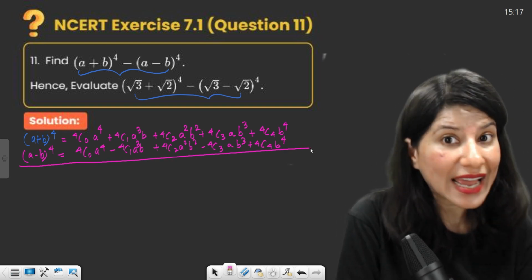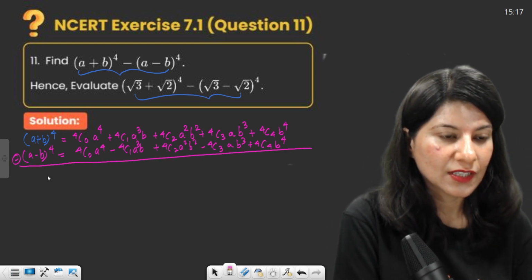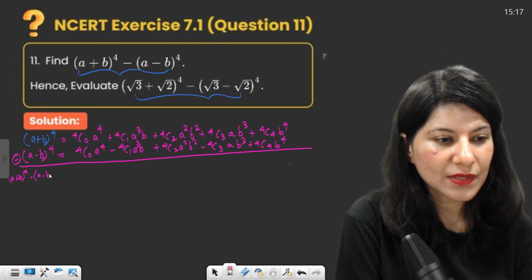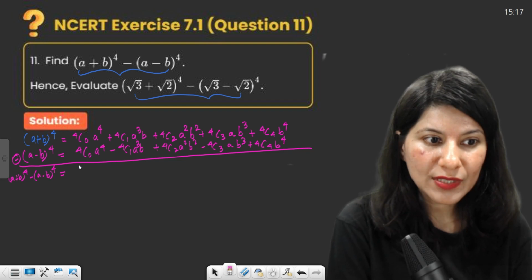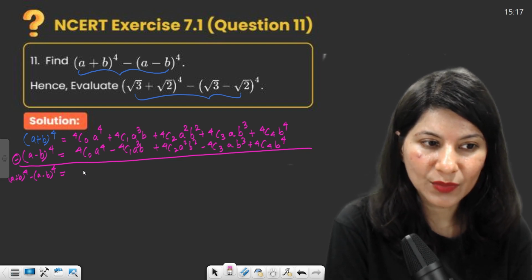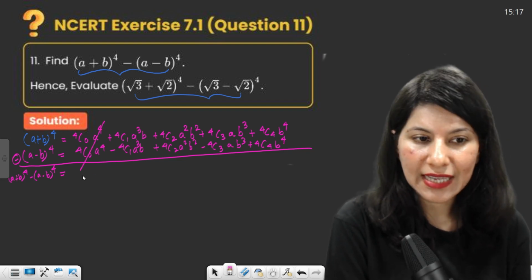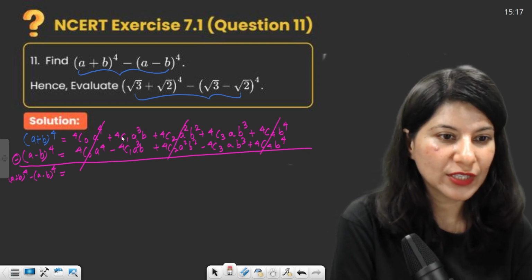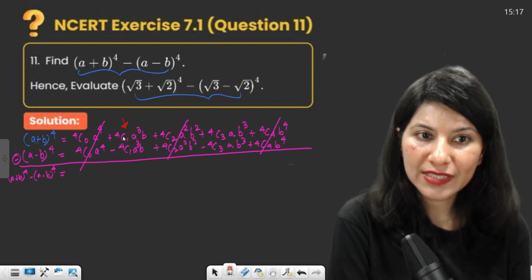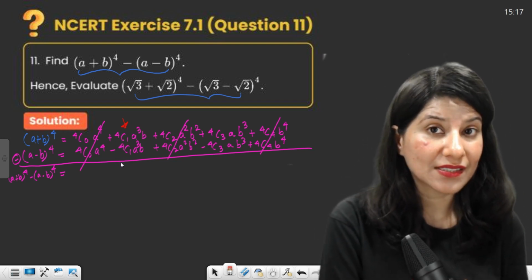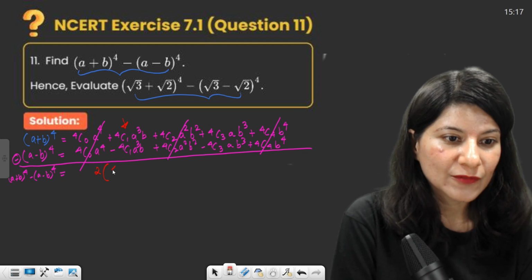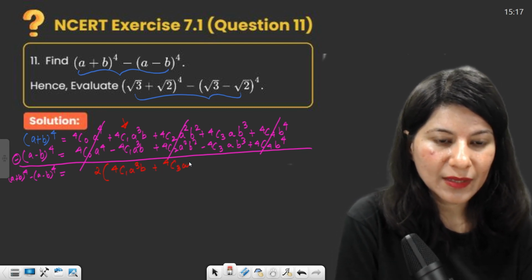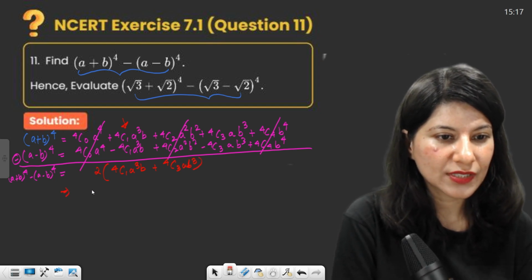Now we need to subtract them, not add, subtract. So the moment you subtract, you will get (a plus b) to the power 4 minus (a minus b) to the power 4 equals, if you subtract these two, the first term will get cancelled out, this is getting cancelled out, this is getting cancelled out. So only 2 terms will be left if you watch carefully. This will be 4C1 a cube b, minus minus, double minus, so that's why 2 times 4C1 a cube b, similarly plus 4C3 a b cube. So this is it.